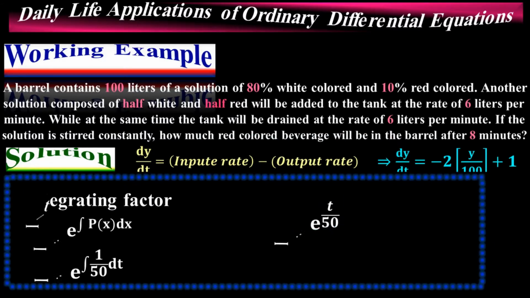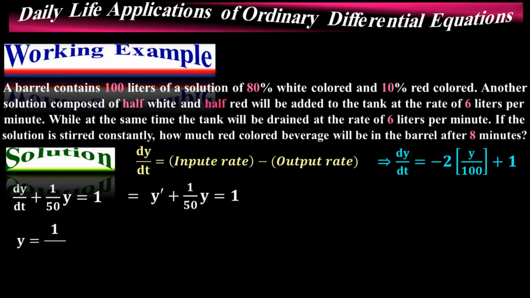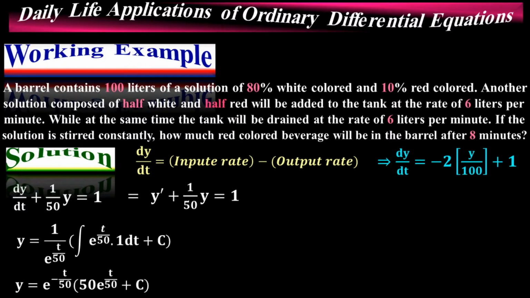Now put the integral factor in the general solution here, where the general solution is 1 over e to the t over 50 into the integral of e to the t over 50 times 1 dt plus c. This is the general solution. Just substitute the value of the integral factor. e to the t over 50 is my I, integral factor, and 1 is q of t. Shift e to the t over 50 to the numerator and integrate e to the t over 50 to have e to the minus t over 50 into 50 times e to the t over 50 plus c. Simplify the equation to get y equals 50 plus c times e to the minus t over 50.